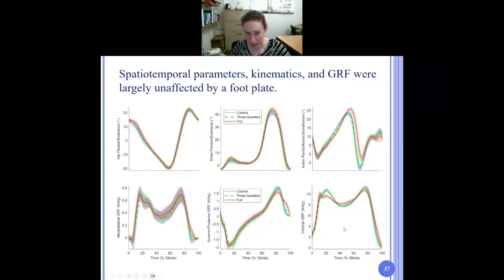What we found is that walking speed, walking cadence, almost all of the joint ranges of motion, and almost all of the ground reaction peak forces were statistically equivalent for all three conditions. For the full foot plate, the range of motion for the ankle was slightly smaller, and the initial peak ground reaction force at the beginning of the stride was a little bit smaller.